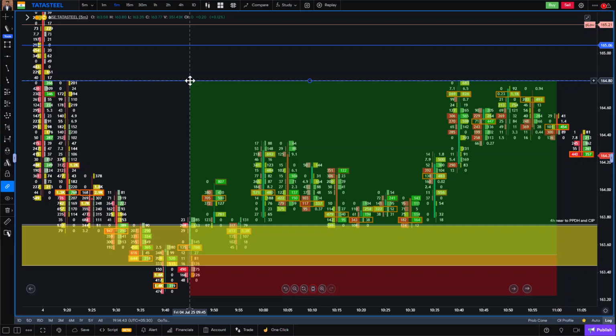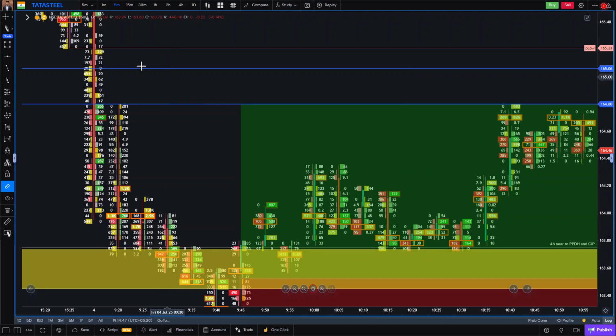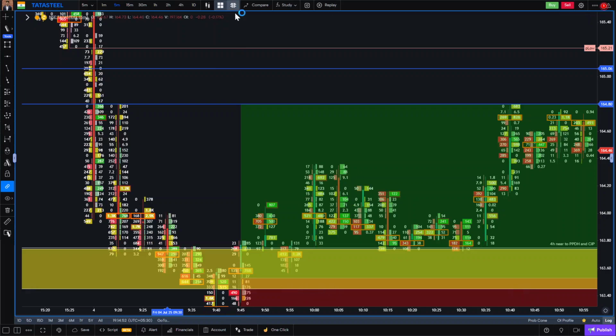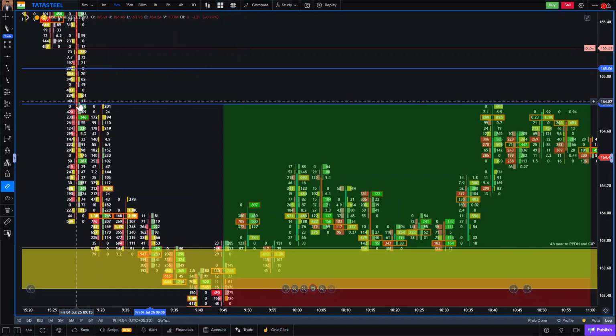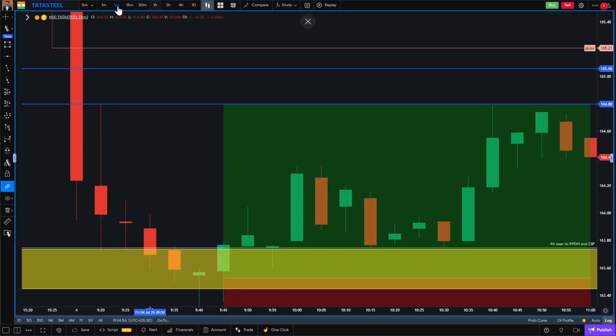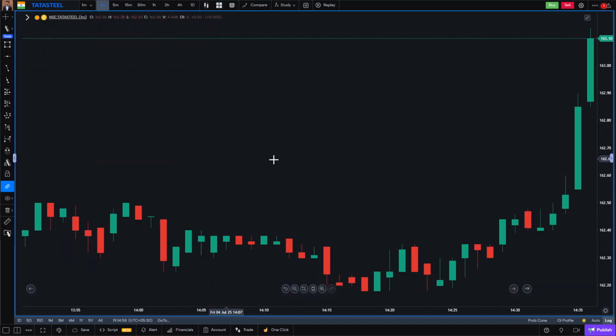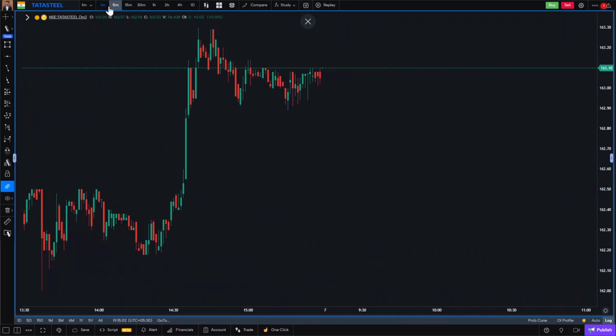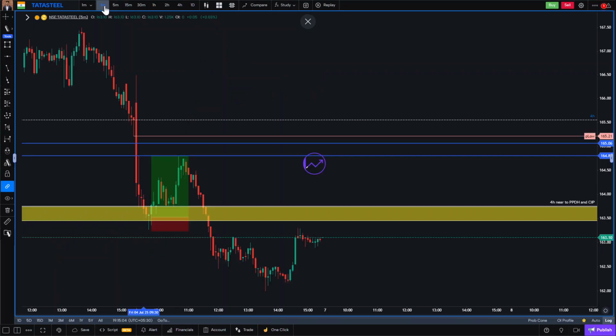My original target was around 165. I was targeting the volume. Okay, so this is the swing high on the 1 minute chart. If you look at the 1 minute chart, this was one of my planned targets, right? I'll just show you the 1 minute chart. Just a second.